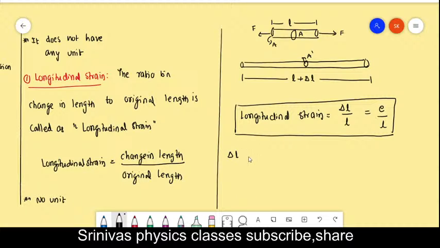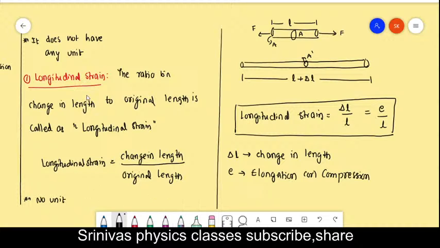Delta L is the change in length. Delta L is also denoted with e. Delta L or e, both are the same. This is the elongation. e is the elongation or compression. Right, this is about longitudinal strain.